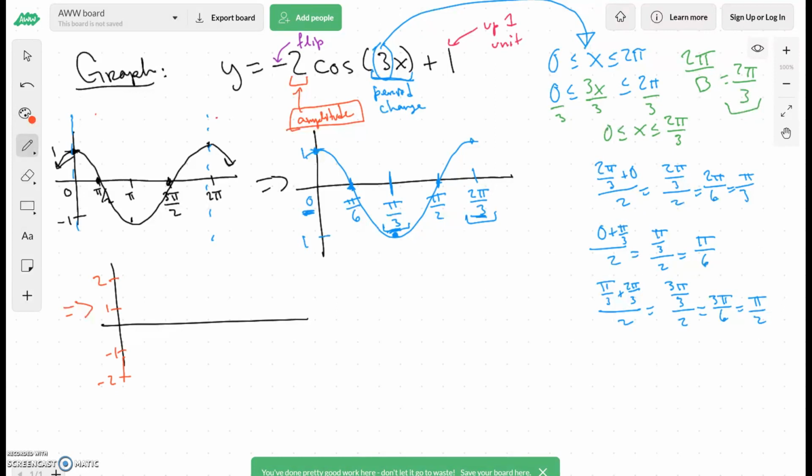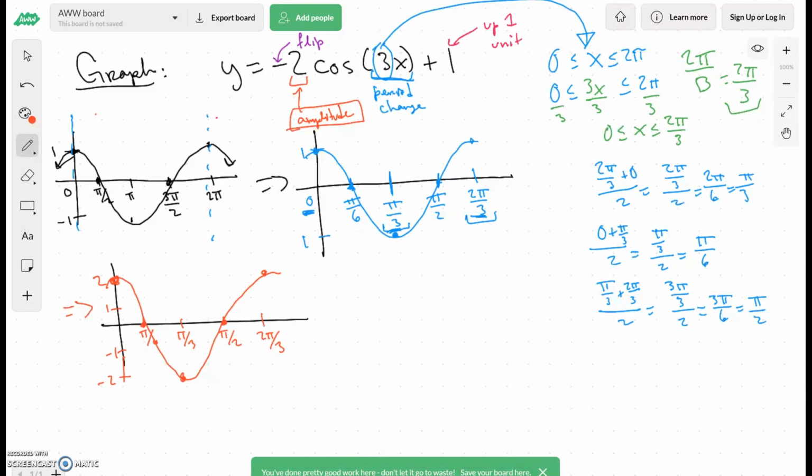Now my increments are going to stay the same. Pi over 6, pi over 3, pi over 2, 2 pi over 3. So now this is going to be at 2, 0. This is going to be minus 2, 0, 2. So now everything changed. No, nothing changed. The only thing that really changed is just the amplitude. So I just stretched the graph.